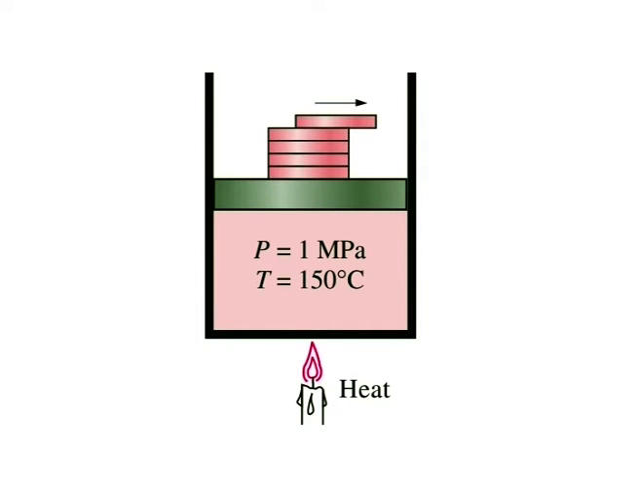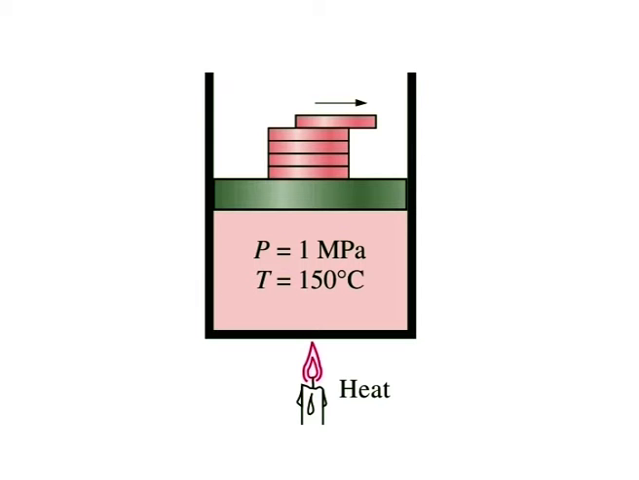Consider again a piston cylinder device that contains liquid water at 1 megapascal and 150 degrees centigrade. Water at this state exists as a compressed liquid. Now the weights on the top of the piston are removed one by one so that the pressure inside the cylinder decreases gradually. The water is allowed to exchange heat with the surroundings so its temperature remains constant.